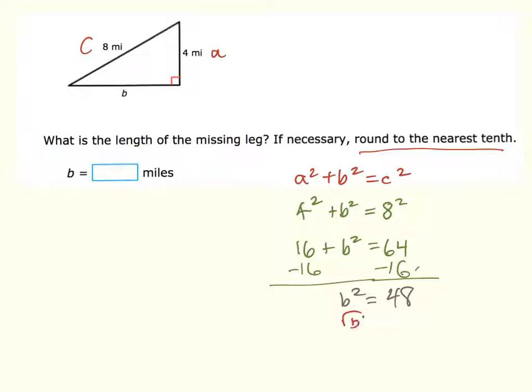So last step is to take the square root of both sides. Square root of B squared is just B. So we do that. The square root of 48 is 6.928203, and on and on. It's an irrational number, obviously, because we're taking the square root of a number that's not a perfect square. Remember from before, that's always going to be an irrational number. But to the nearest tenth, 6.9282 is 6.9.